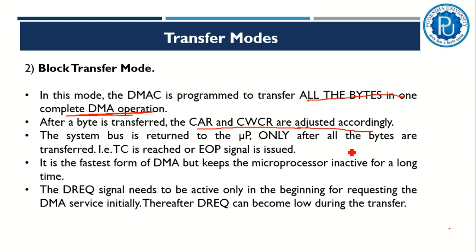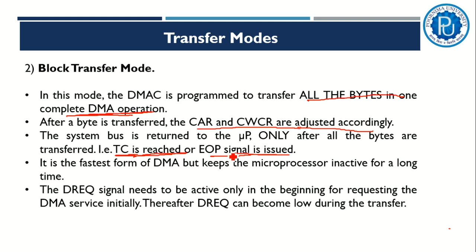Now the system bus is returned to the microprocessor only after all the bytes are transferred, that is, the terminal count is reached, or an end of program signal is issued by the microprocessor. That means the whole transfer has taken place, and the counter register value has reached the terminal count, that is 0.